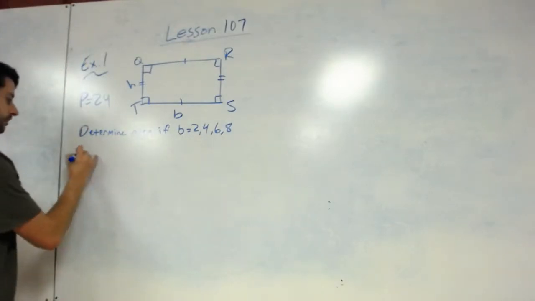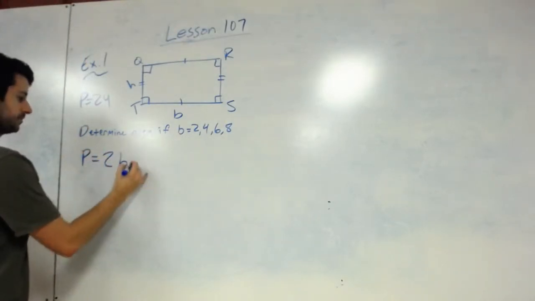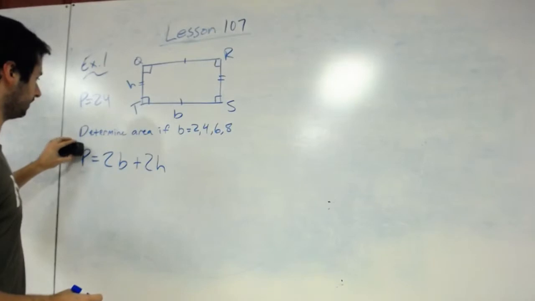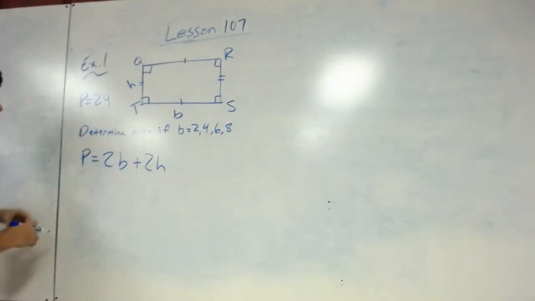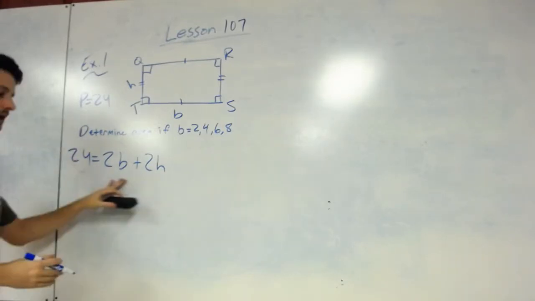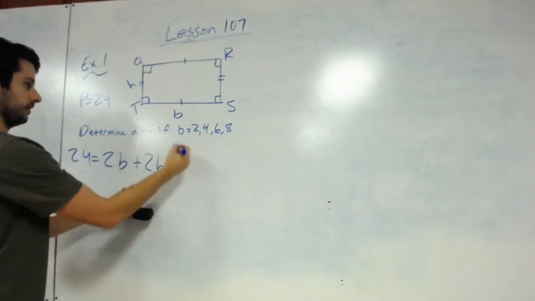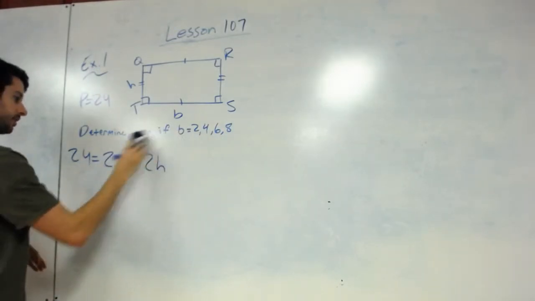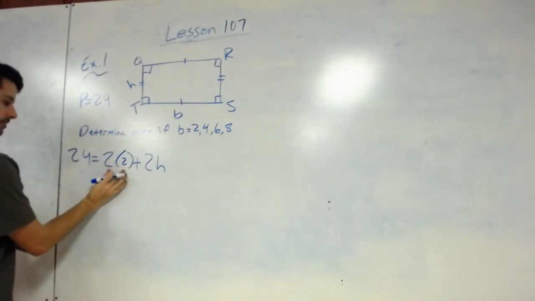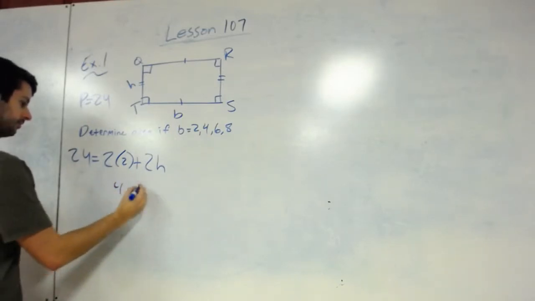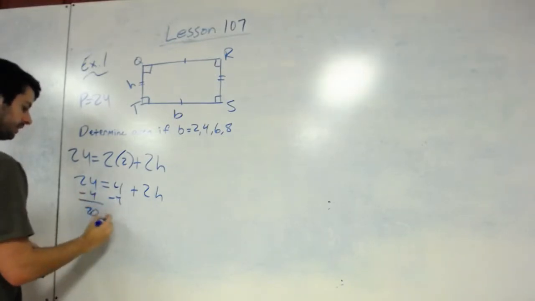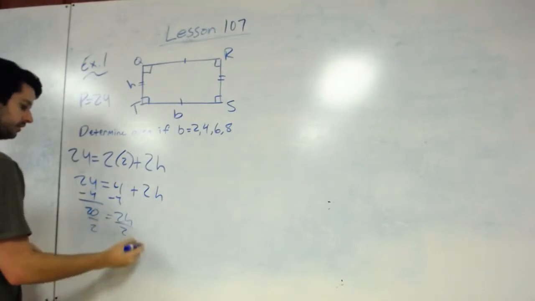Well, basically the perimeter formula would be 2 times base plus 2 times h, and we're determining the area. So we already know the P, the perimeter, is 24. Now let's solve for each of these. The first one says base is 2, so we're going to plug that in here. 2 times 2, that'd be 4, plus 2h equals 24. Subtract 4, 20 equals 2h, so your height would equal 10.